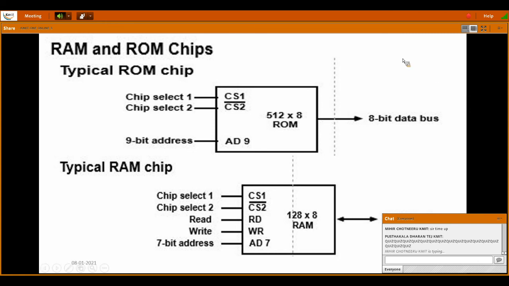Okay, AD7 will be selected from the data from the address memory. Here 128 into 8 RAM, here 128 each word. Here data will be transferred from this RAM to the bidirectional. Bidirectional means that data flows both from 1 to n and n to 1.